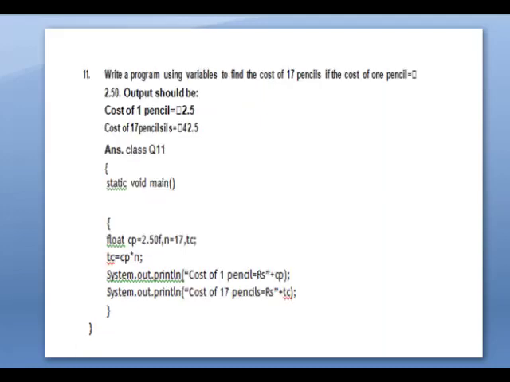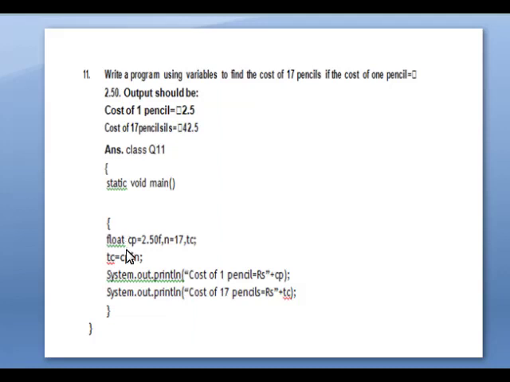Now we are going to see the question number 11. Write a program using the variables to find the cost of 17 pencils, if the cost of one pencil is rupees 2.50. Output should be cost of one pencil equal to rupees 2.5, cost of 17 pencils equal to rupees 42.5. Like this it will display. So write a program. Class Q11 open curly braces, static void main of open curly braces.